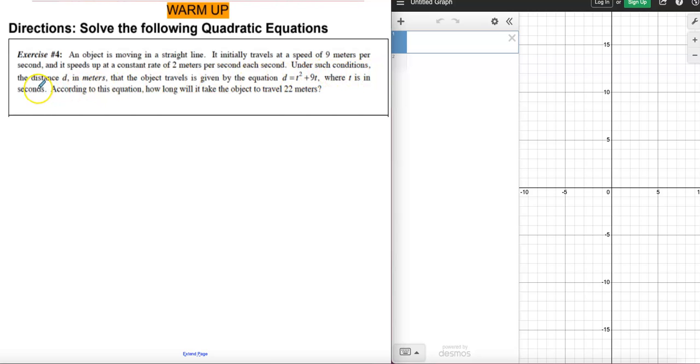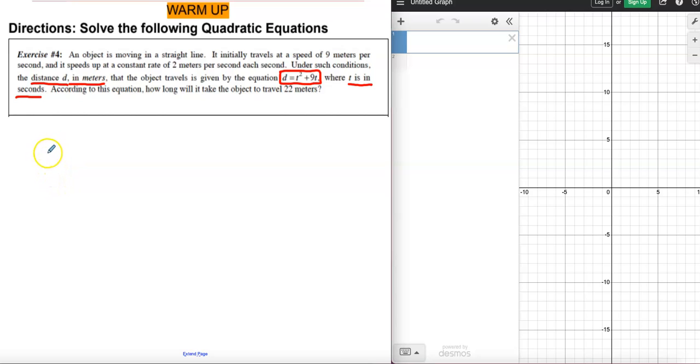Under such conditions, the distance in meters that the object travels is given by the equation right here, where t is the time that's recorded in seconds. According to this equation, how long will it take the object to travel 22 meters? So they're looking for when the distance is equal to 22.